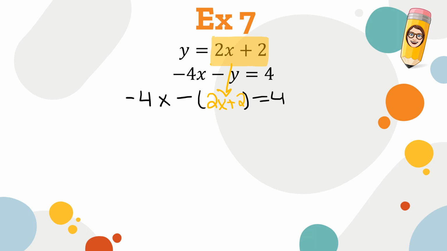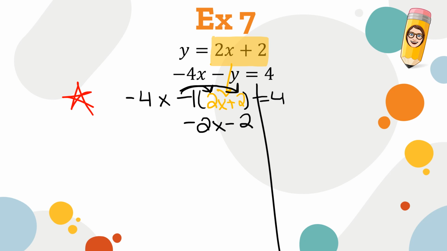Alrighty, that's the hard step. That's the new step in this lesson. From here on, we're just solving. So let's take a look. Technically, there's a -1 out front. We're going to distribute a -1. That's going to get us a negative and a negative.